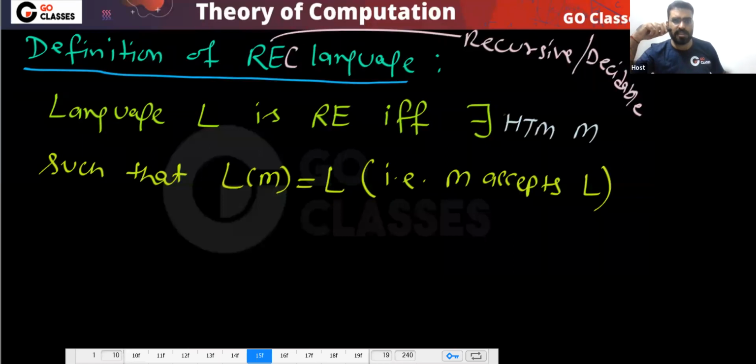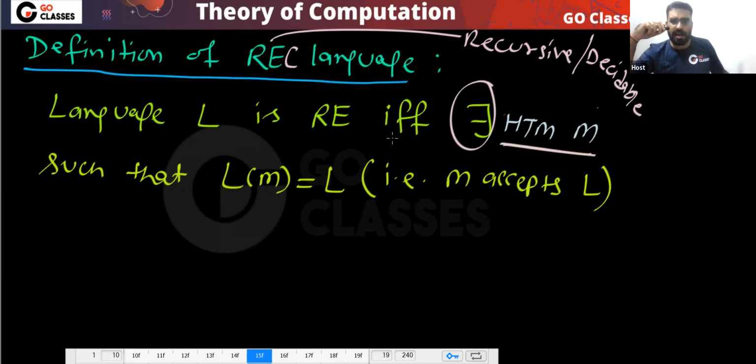Correct? So you can say there exists a halting Turing machine which will always halt on all the strings. There is at least one halting Turing machine M such that M will accept L.